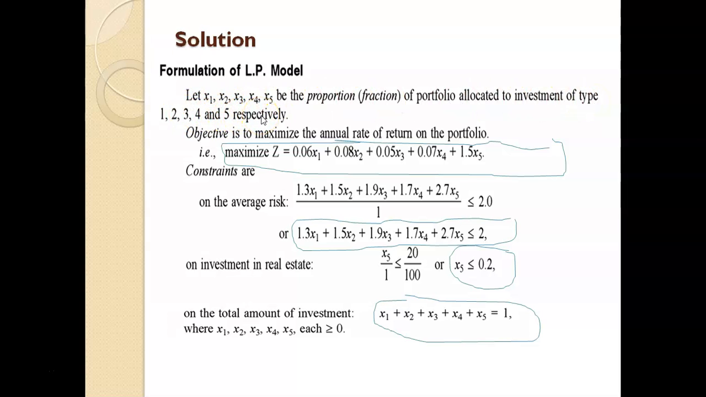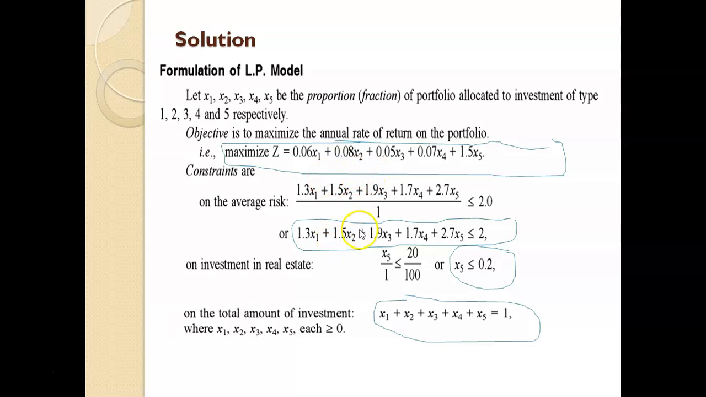Okay, so whatever money he has has to be allocated in these 5 investment types, proportionately. The objective function is to maximize the annual rate of return on the portfolio. That is, if Z denotes the objective function, then maximize Z = 0.06 x1 + 0.08 x2 + 0.05 x3 and so on.